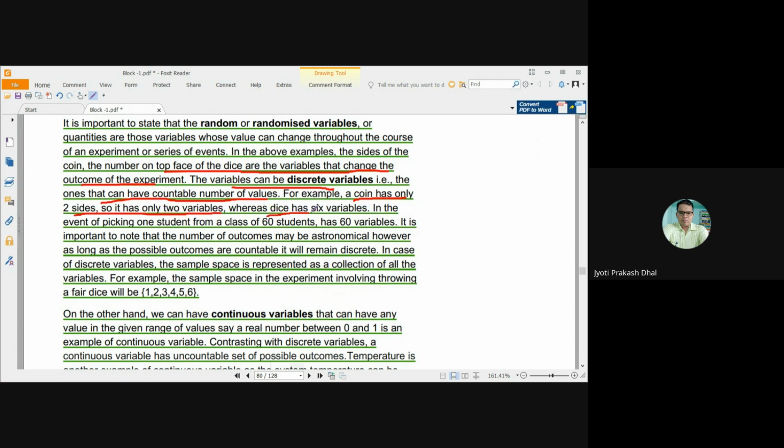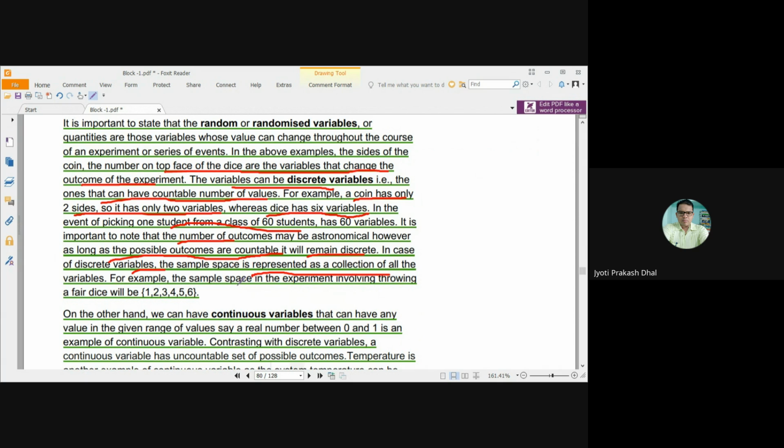Whereas a dice has six sides, so it has six variables. In the event of picking one student from the 60 students, it has 60 variables. It is important to note that the number of outcomes may be astronomical. However, as long as the possible outcomes are countable, it will remain discrete. In case of discrete variables, the sample space is represented as a collection of all the variables.